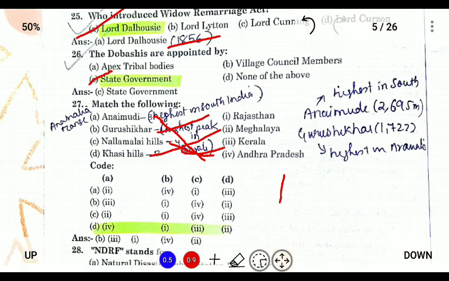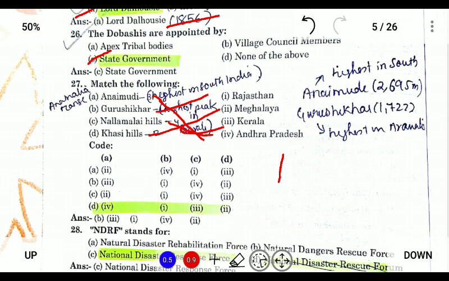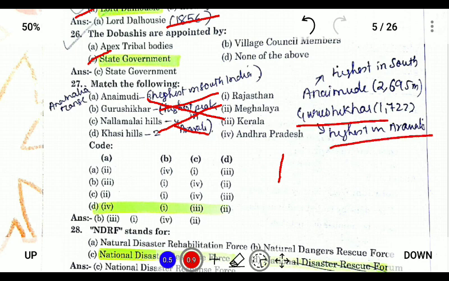So the answer is 1 is 3. That is, Anai Modi is in Kerala. Nalamalia is in Andhra Pradesh. Khasi Hills is located in Meghalaya, and Guru Shikhar is in Rajasthan. One thing to note is that Anamalai is the highest peak in South India, and it is a part of the Cardamom Hills, and Guru Shikhar is the highest peak of the Aravalli range in Rajasthan, and the height of Anamalai is 2695 meters above sea level.